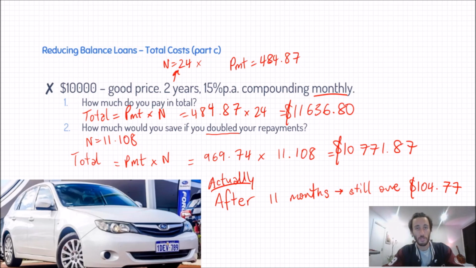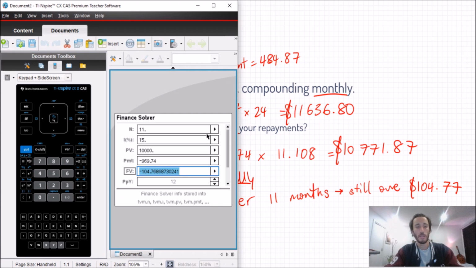So what we can do is we get that 104, we copy it, we put it as our present value, remembering to make it a positive number, because for reducing balance loans, present value is always positive. And we have to figure out what our payment is going to be if our N equals 1, our I equals 15, our future value is 0, and our payments per year 12 and 12.